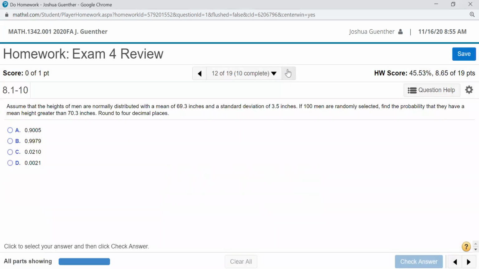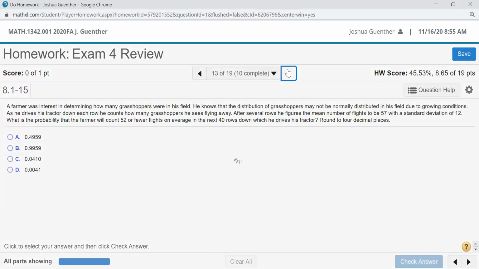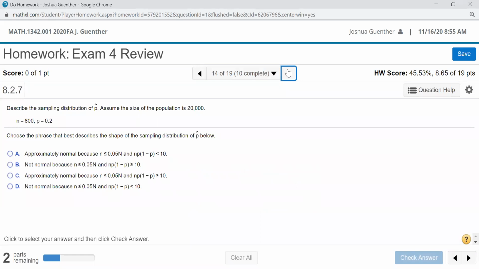Yes. I know what I'm doing. So a lot of very similar things. Let's finally look at the end of chapter 8 here, section 8.2. Let's work a few from here.